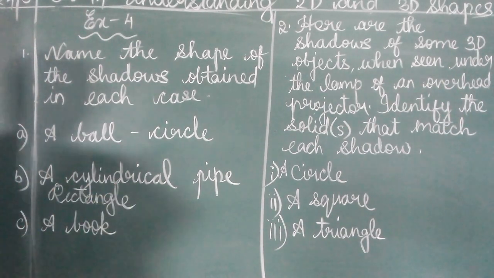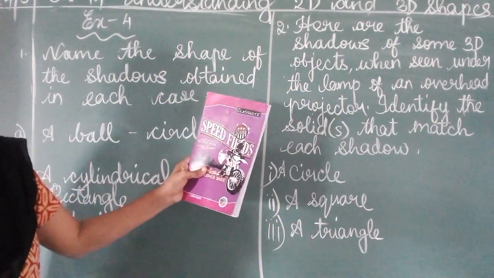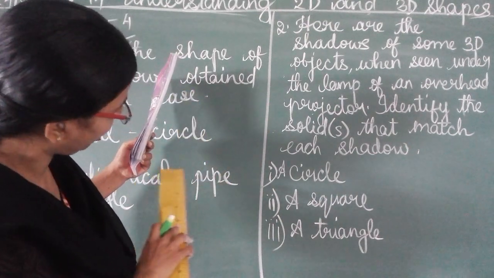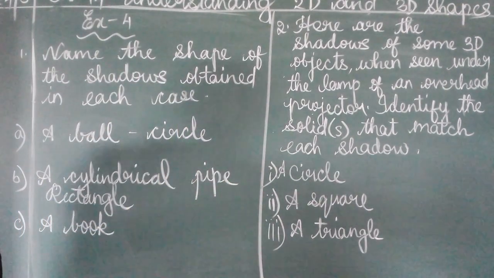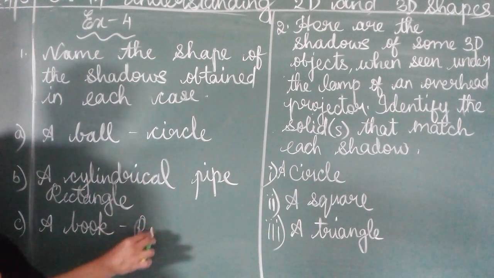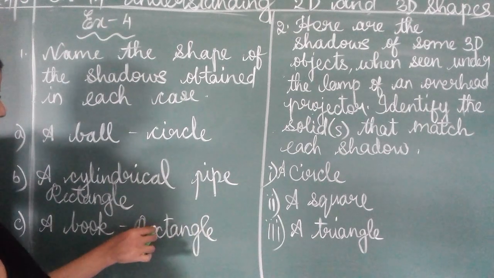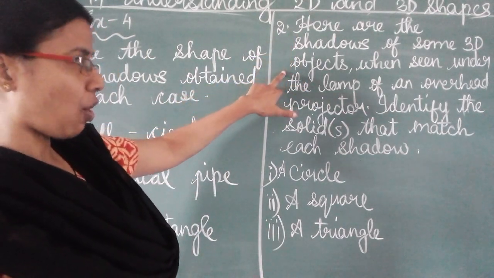The next one is a book. So here children, you are able to see the book here. The shadow is formed here. In which shape? It is going to be a rectangle. A rectangle shape you are going to get. Understood this?